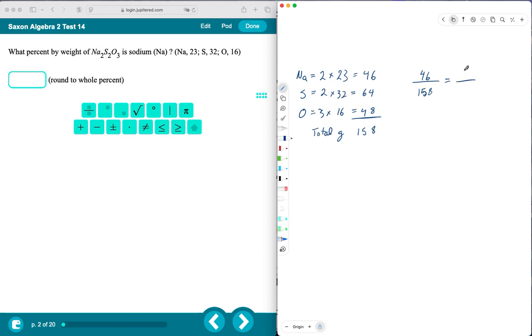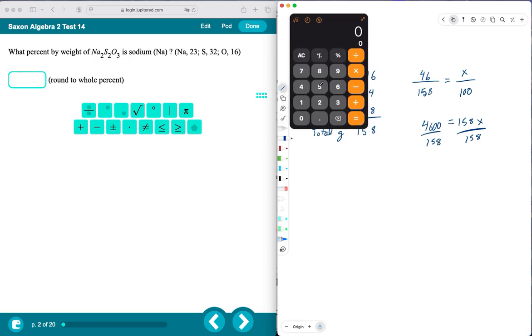And a percent is written as x over 100, something over 100. That's the fraction that we use for percent, right? So we're just going to cross multiply. 46 times 100 is 4600. And then you get 158x. So we divide both sides by 158. And pull up my calculator here. 4600 divided by 158 is 29.11.